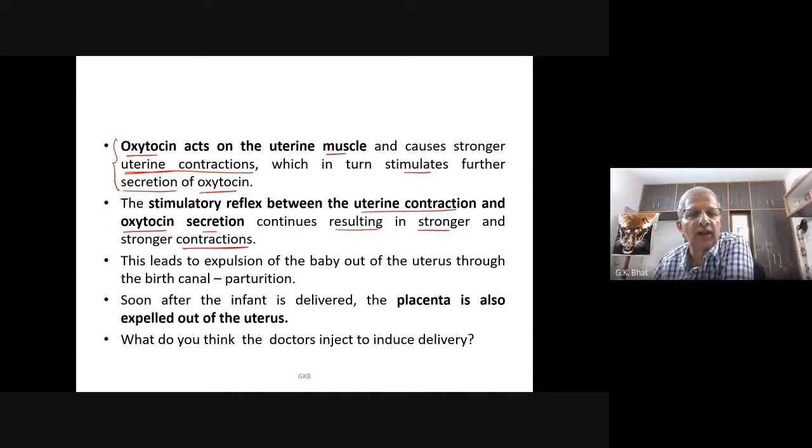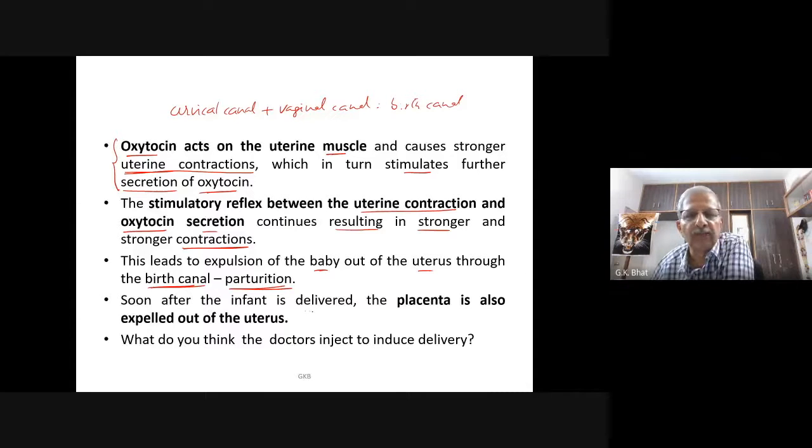This leads to expulsion of the baby out of the uterus through the birth canal, that is parturition. You have already seen the cervical canal, the cervical region thus has the small canal there, cervical canal plus vaginal canal together form the birth canal. So this leads to expulsion of the baby out of the uterus through the birth canal, and this process is called parturition.